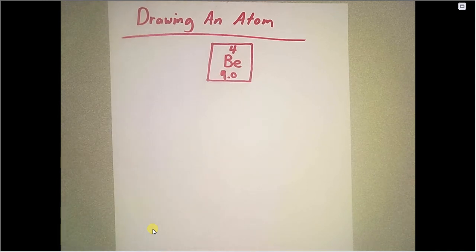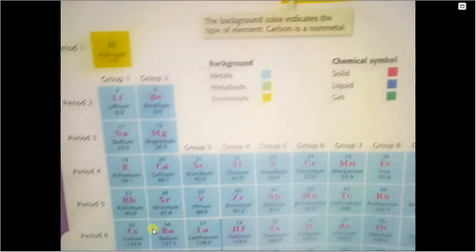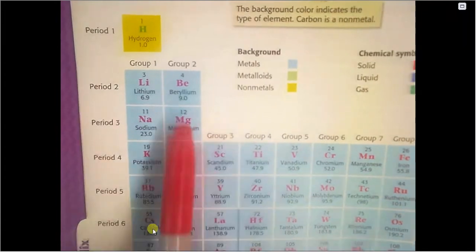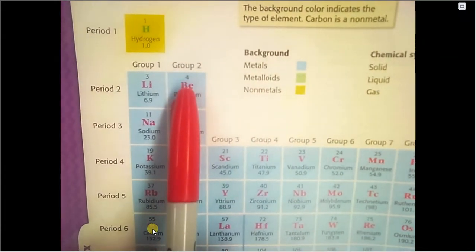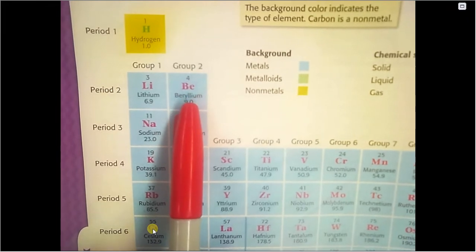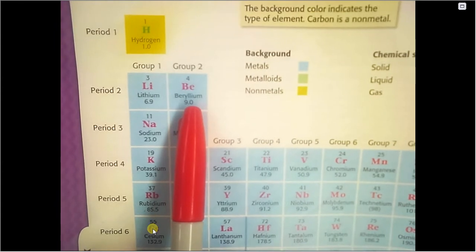So first of all, I just copied the information from the periodic table of the element beryllium, which is number 4 in the periodic table right there. And so the symbol is capital B lowercase e, the name is beryllium. I can also find some other information that I need to know in order to draw an atom of beryllium.